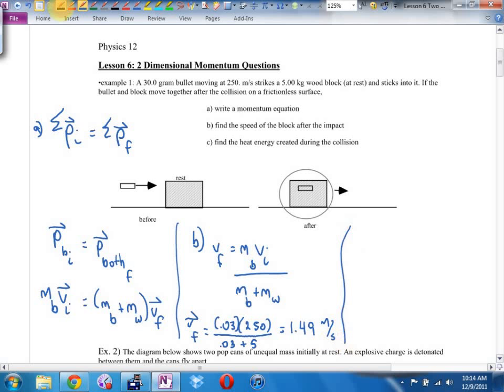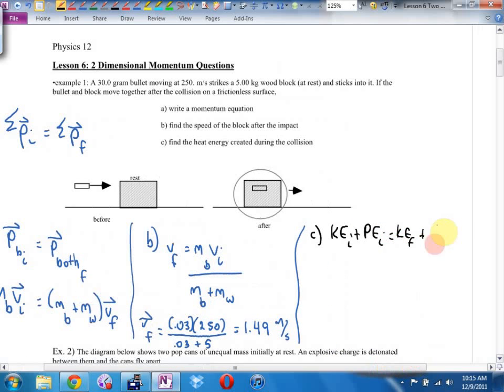What does C want us to find? The heat, you said energy? Now I'm going to use conservation of energy, not work, because they didn't talk about work. Now I'm going to say for part C, kinetic energy initial plus potential energy initial equals kinetic energy final plus potential energy final and plus heat.